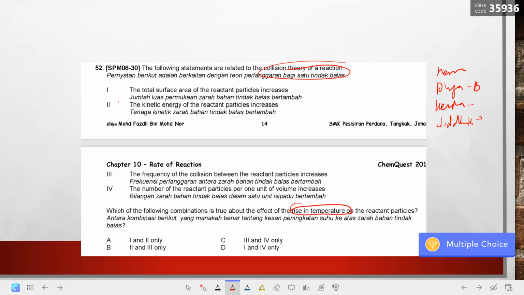So I said B also. Sir, okay, yes. Kinetic energy, yes, because it's related to temperature. And then we always talk about collision theory. Okay, good. So yes, the answer is B.